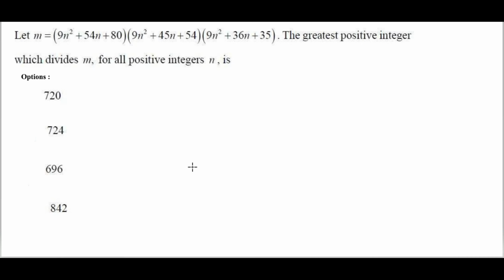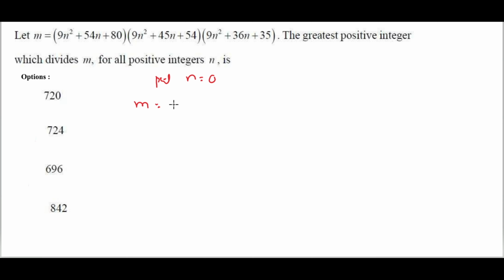Let m is equal to (9n square plus 54n plus 80) into (9n square plus 45n plus 54) into (9n square plus 36n plus 35). The greatest positive integer which divides m for all positive integers n is dash. In the given relation, substitute n is equal to 0.